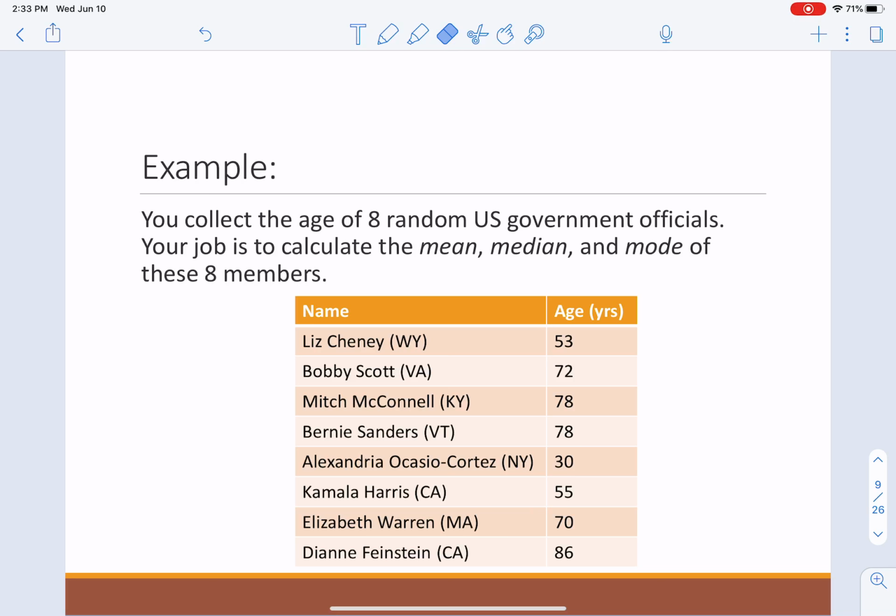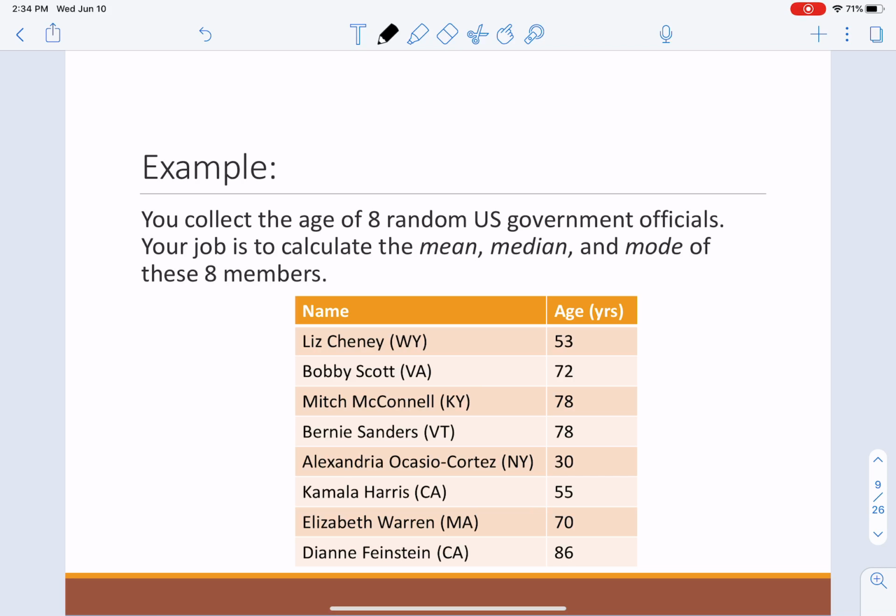Real data that we have here, these are real ages of 8 random people in the US government. So we got a little bit of everything here. You can see that the range of the data is pretty wide, pretty big, right? The youngest person here is 30 years old, and the oldest is 86. Good Lord. So instead of just looking at this and saying, okay, whatever, let's calculate some summary statistics so we can get a better idea of what the whole picture looks like. So we're going to be calculating the mean, the median, and the mode.